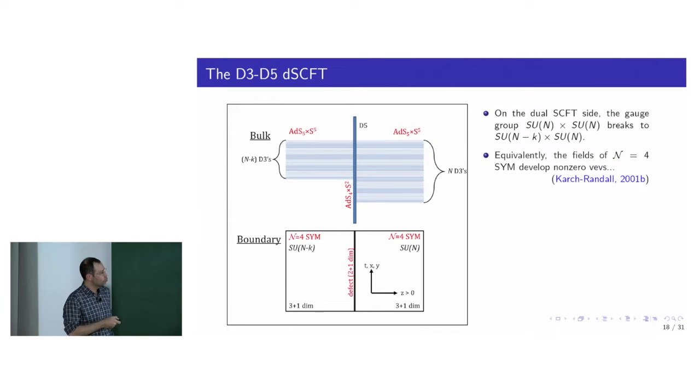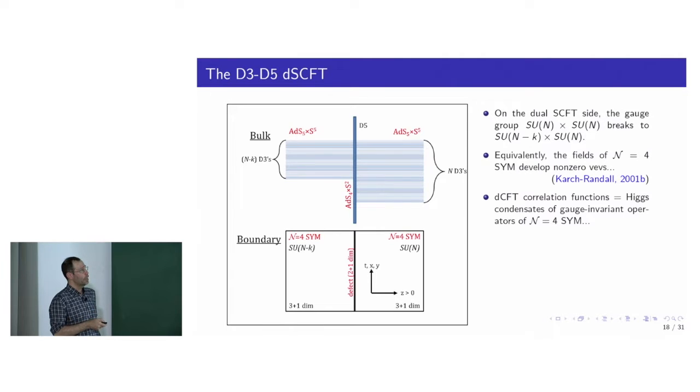And this, of course, induces a decrease in the gauge group rank on the left-hand side. But still on the right-hand side, we have the same setup. And this has been shown again by Kristjansen and Randall to be equivalent to the development of non-zero vacuum expectation values for the fields of N=4 super Yang-Mills. And one can use this fact in order to compute correlation functions as Higgs condensates of gauge invariant operators of N=4 super Yang-Mills.